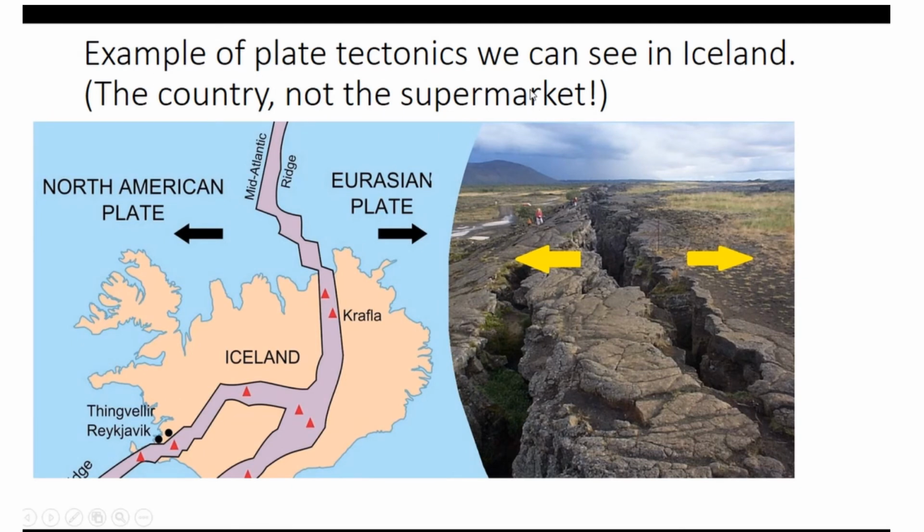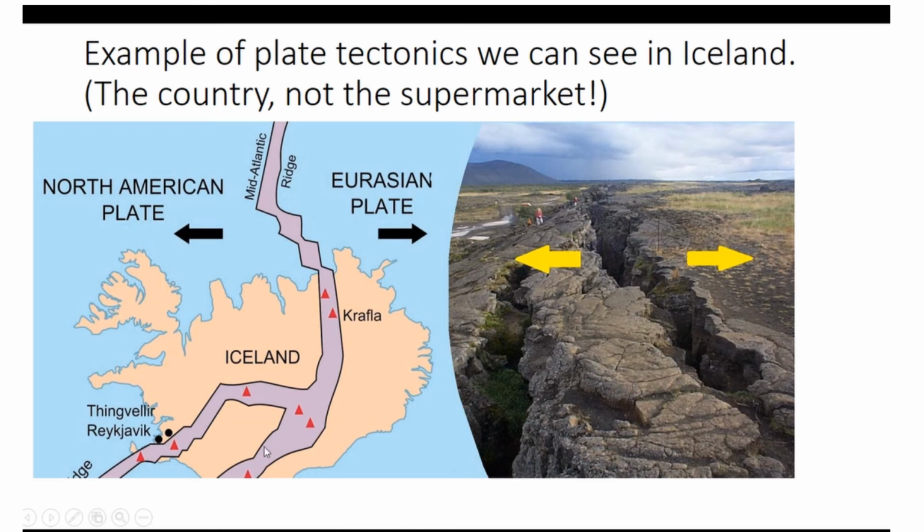Here's an example of plate tectonics. So here's a picture of Iceland, and these plates are moving apart from each other. And you might think that's going to cause less damage than when they bash into each other, but actually it can still cause a lot of volcanoes and earthquakes. So this plate is moving that way, this plate's moving that way, and to see it on a big diagram, Iceland is where the North American plate meets the Eurasian plate.